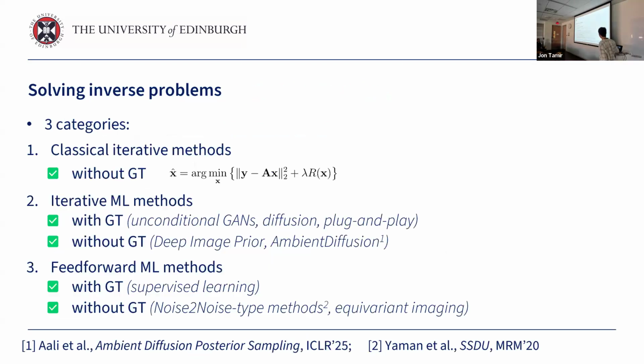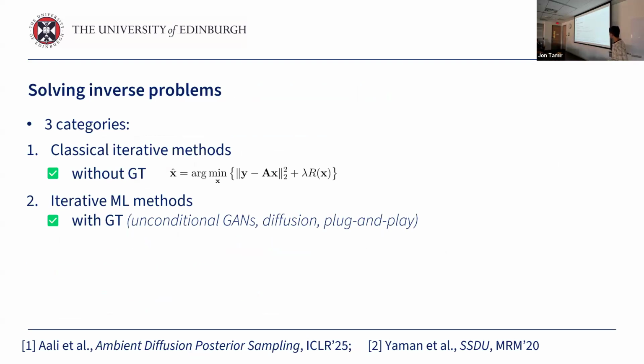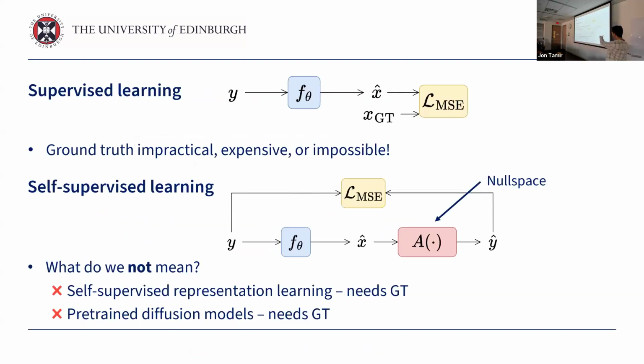So my main research is focused on this line, the final line here: how can we train feed-forward networks without ground truth? Which seems, from the initial step, impossible. From this step, it's like, how can you learn something new if you don't know what your targets are?